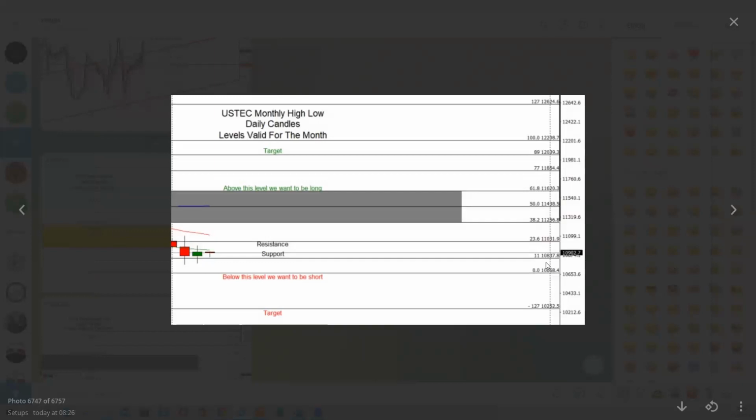On the USDAQ monthly high-low, currently between levels of 11 and 23.6, support resistance. If you look at the moving averages, 50 is above 21, above 8. That's indicating trend is down. So with that, we want to push below the 0 level to aim for that minus 127 target.